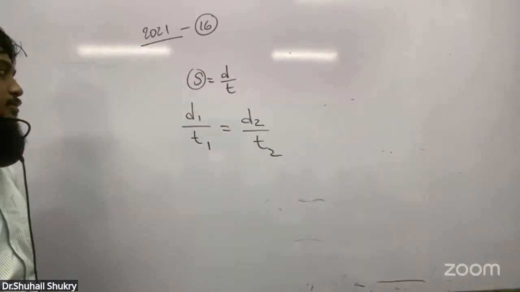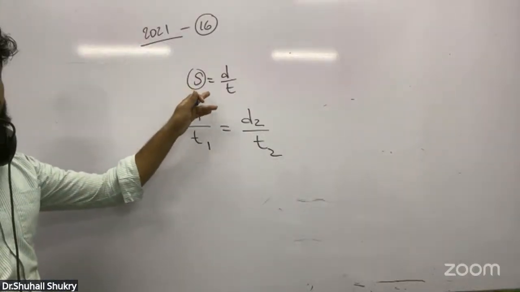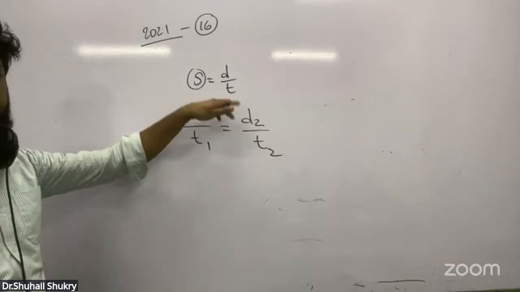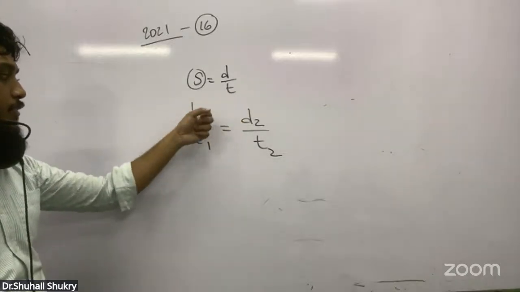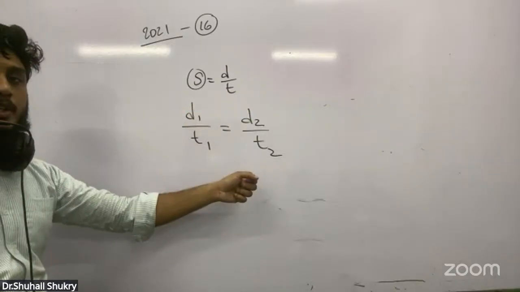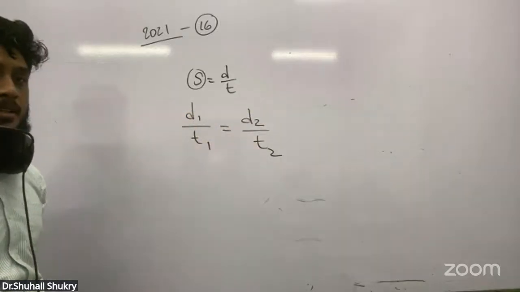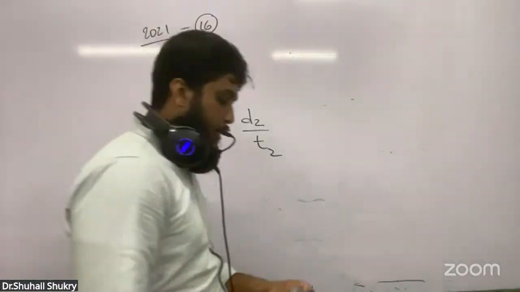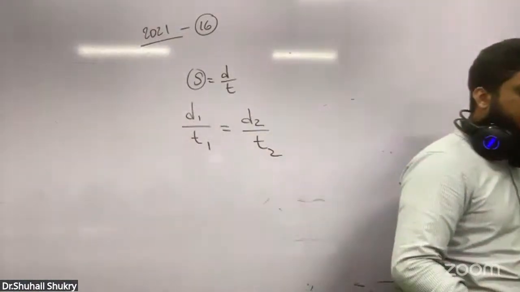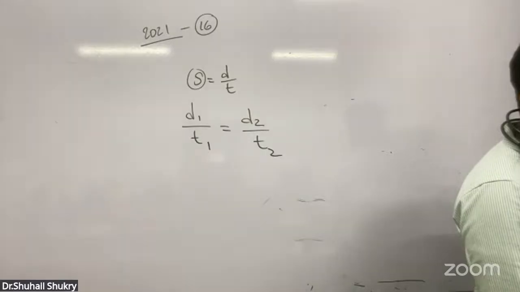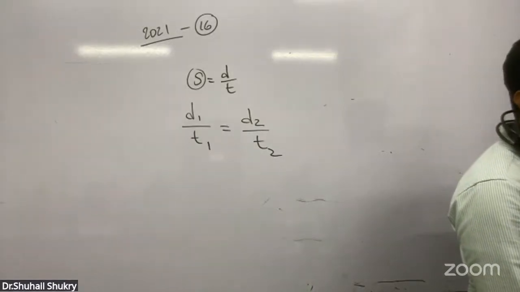I can get a connection. Both speeds are the same. So speed is equal, speed means distance divided by time, so I can write D1 over T1 equal to D2 over T2. First distance divided by first time equals second distance divided by second time. Distance divided by time, guys, I can write like this.